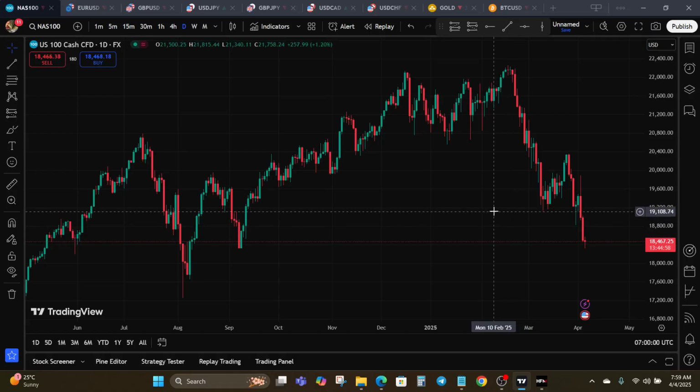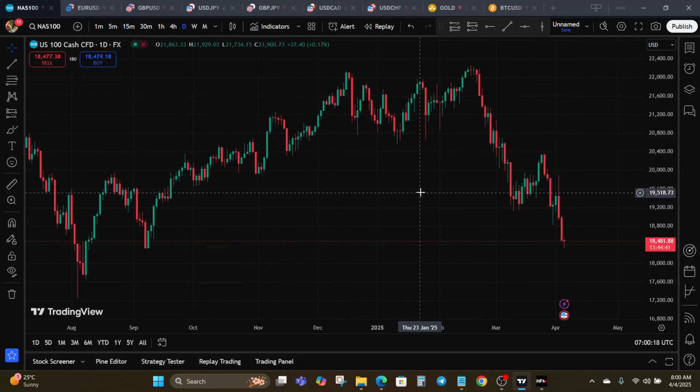Market tops and bottoms represent major turning points. They are where trends either begin or end. So if you can learn to identify them consistently, you gain a serious edge in your trading game. Now, how do we find them?